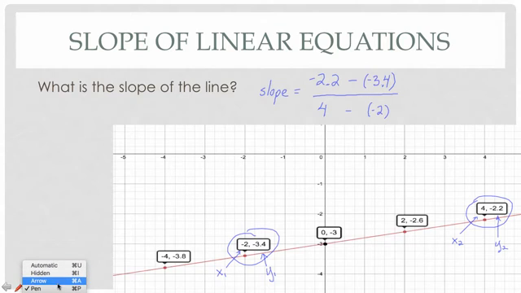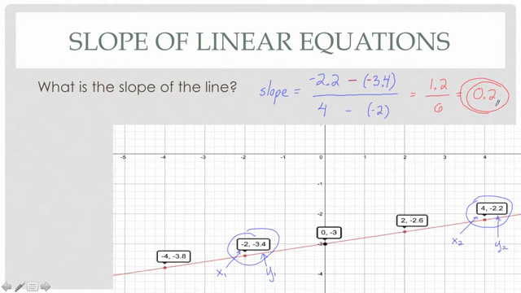Change pen colors. So if I do negative 2.2, minus a negative, that ends up becoming plus, so negative 2.2 plus 3.4, I end up with 1.2, and it's going to be positive. On the bottom, I have 4 minus negative 2, that ends up becoming 4 plus 2, that equals 6. And if I simplify that fraction, 1.2 divided by 6 just turns into 0.2. That is the slope of my line.